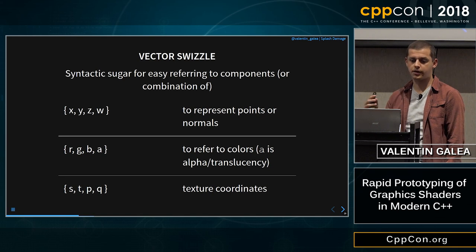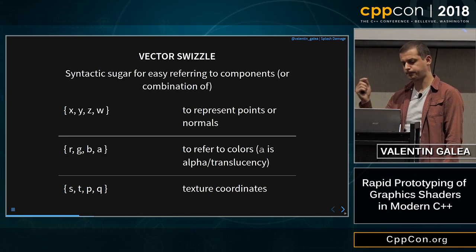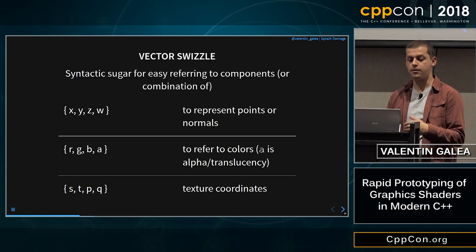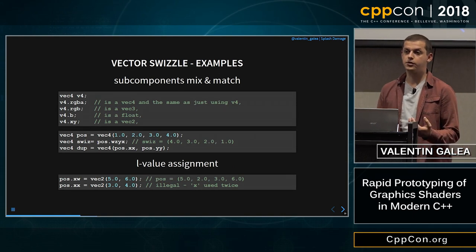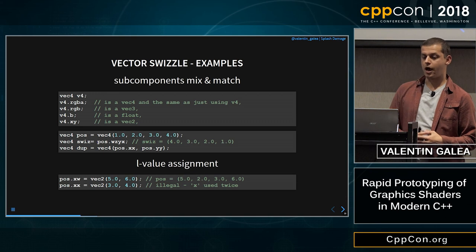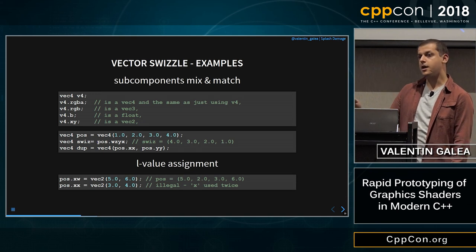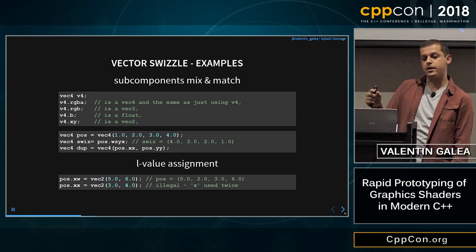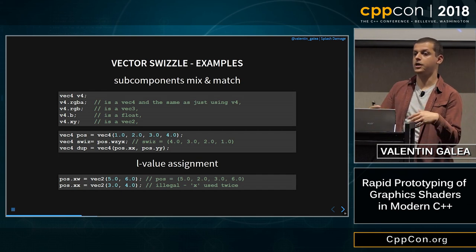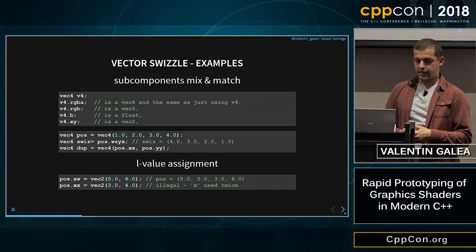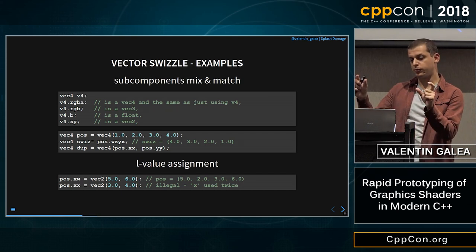And by convention, it's X, Y, Z if they're positions, RGBA if they're colors, or this weird ST, PQ if they're texture coordinates. Where it gets more powerful is how you can mix and match these labels. So I have a vector of four, so RGBA. I can take the first three elements by RGB. I can create a reversed one with like ABGR, stuff like that. I can even construct a vector four out of two smaller ones.